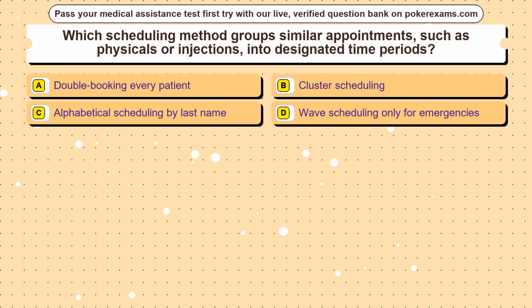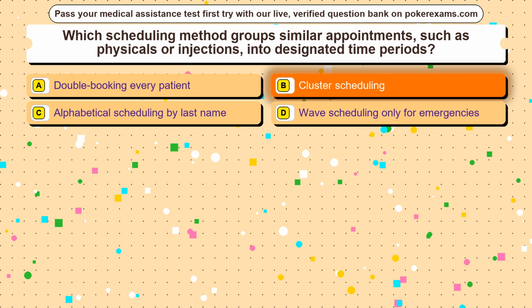Question 32. Which scheduling method groups similar appointments, such as physicals or injections, into designated time periods? Option A, double booking every patient. Option B, cluster scheduling. Option C, alphabetical scheduling by last name. Option D, wave scheduling only for emergencies. The correct answer is option B, cluster scheduling.